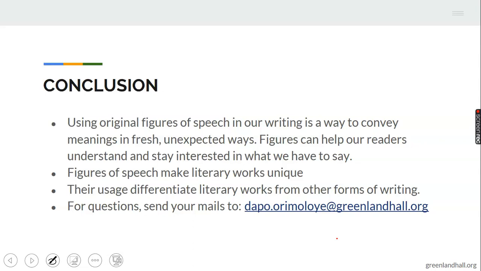And like I said before, it makes your work unique. All literary works are made unique through figures of speech. Their usage differentiates literature from other forms of writing. The only thing that differentiates literature from other forms of writing is figures of speech. That's how you know that this is literature, because of the way the words are put together.